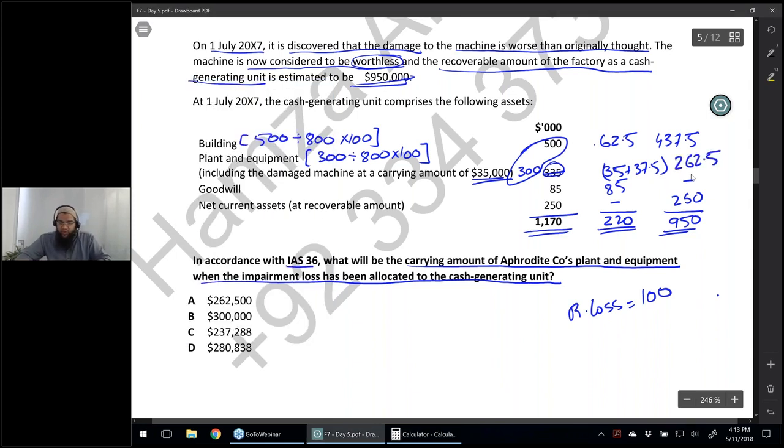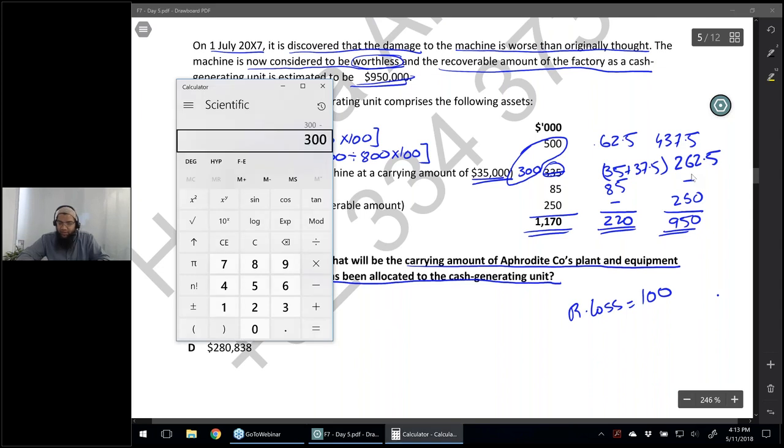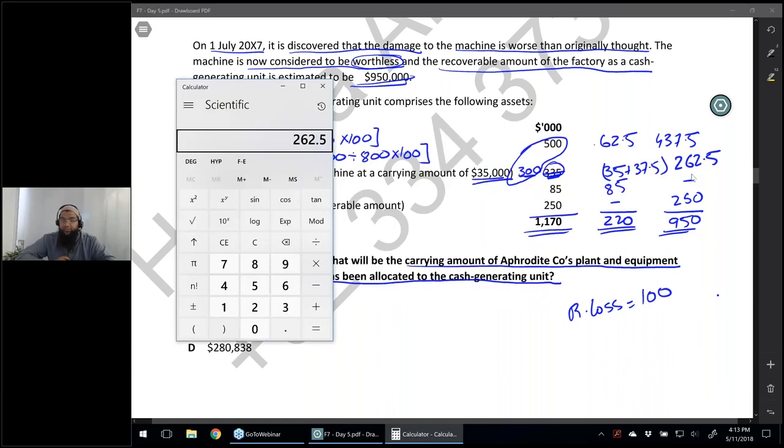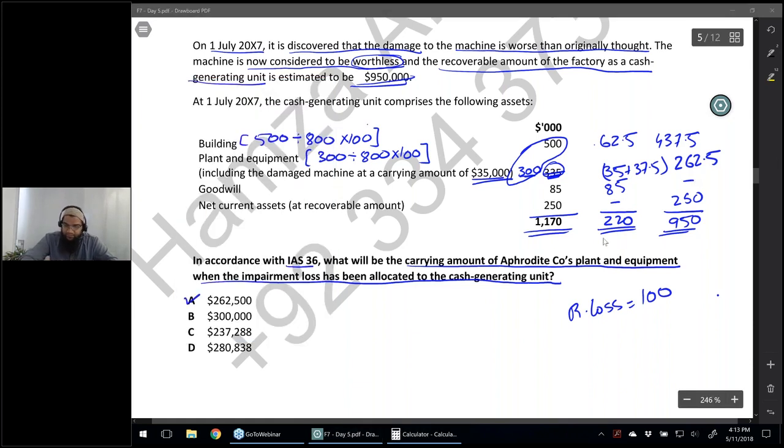So the mistake that I was doing was 300 minus 35, although 35 was already deducted from 335 to get 300. So if we are using 300, we are going to deduct 37.5 from that. So your answer is actually 262.5, which is A. A is the right answer in this case.